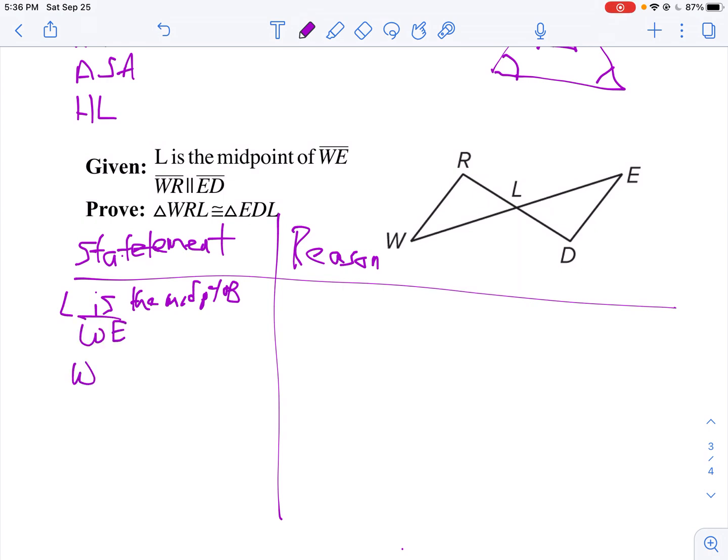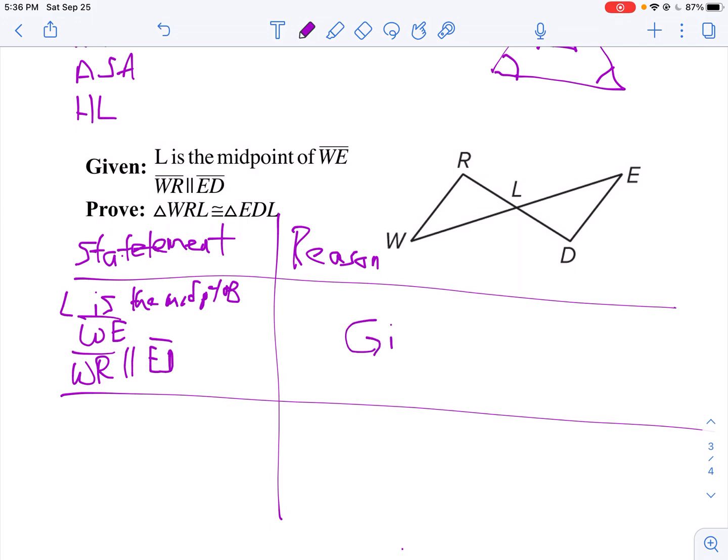And WR is parallel to ED. We know that because it's given to us. Now, let's take a look. L is the midpoint of WE. What does that mean? Well, that means L is smack dab in the middle of segment WE.